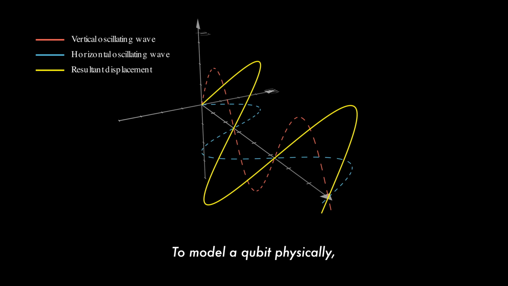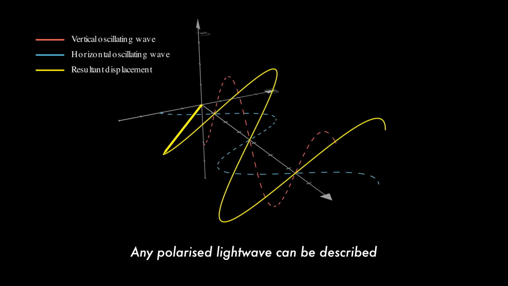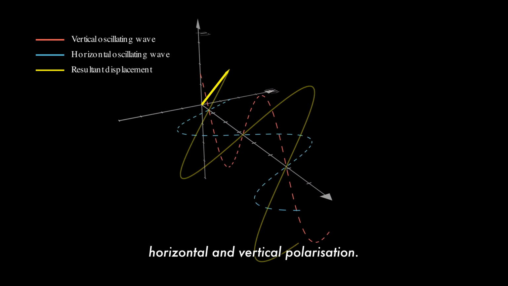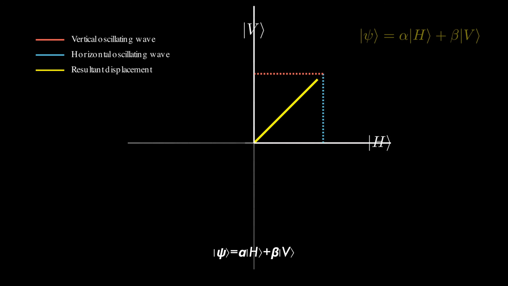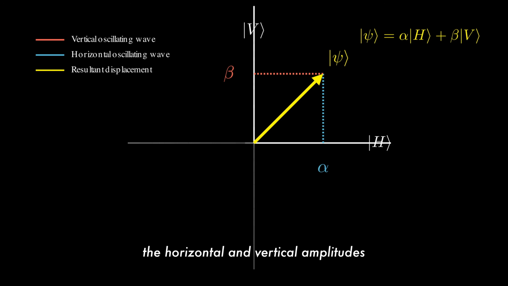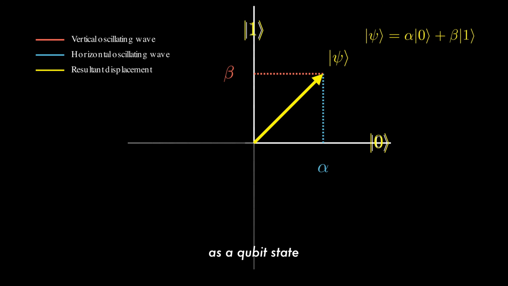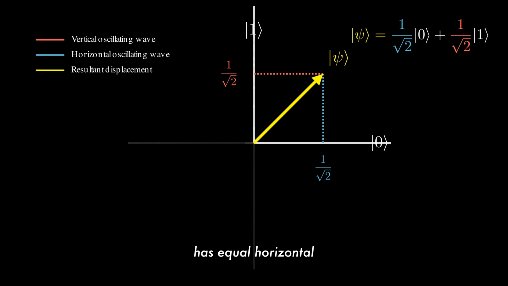To model a qubit physically, we use polarized light. Any polarized light wave can be described using two basis states, horizontal and vertical polarization. Any polarization state can be written as alpha horizontal plus beta vertical, where alpha and beta are the amplitudes of the respective components. This has the same form as a qubit state, alpha 0 plus beta 1, if we define horizontal as 0 and vertical as 1. For example, 45-degree polarized light has equal horizontal and vertical components, like a qubit in equal superposition.